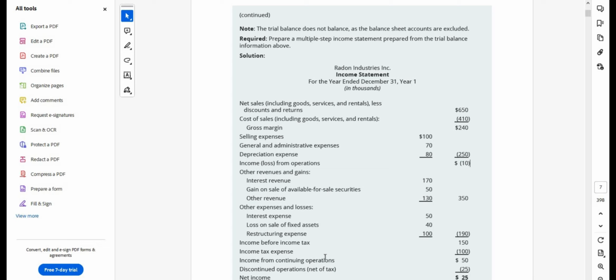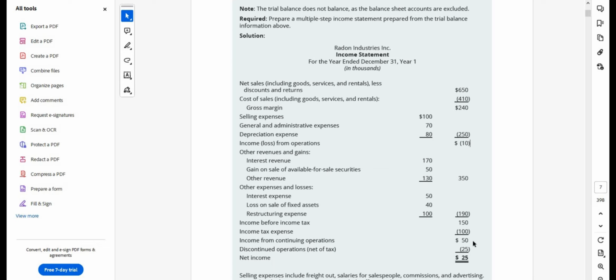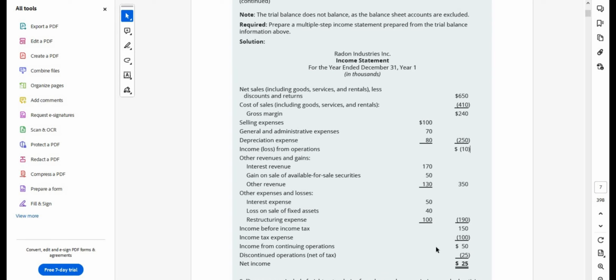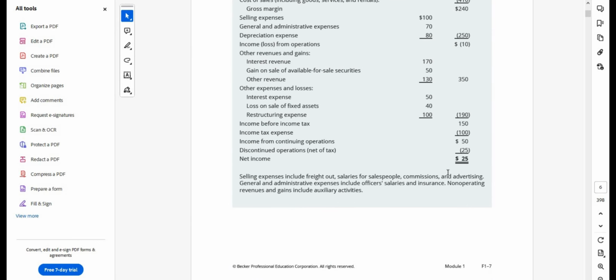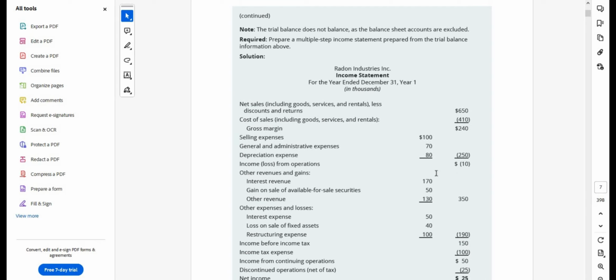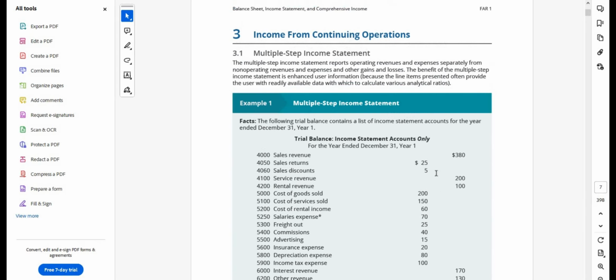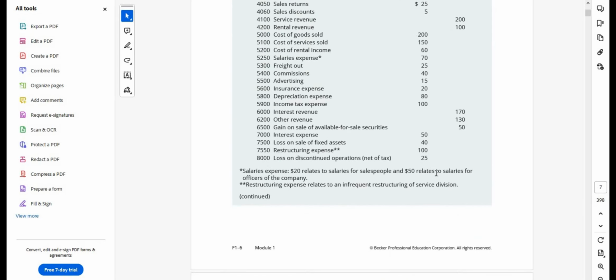Then we have income tax expenses. After deducting income tax expenses, we get 50. Then discontinuing operation, net of tax income. This last one, discontinuing operations, loss is 25, so we will subtract this 25, and we are getting net income. So this is the multi-step income model.